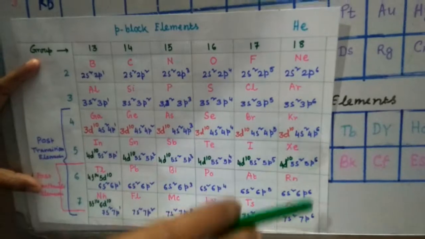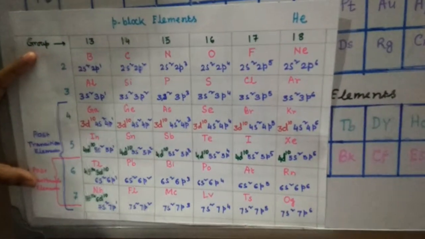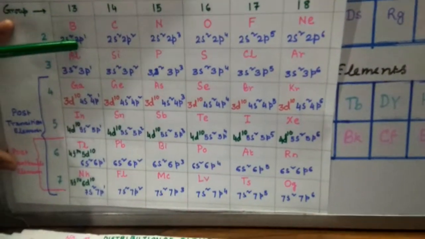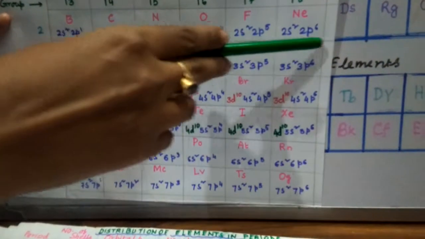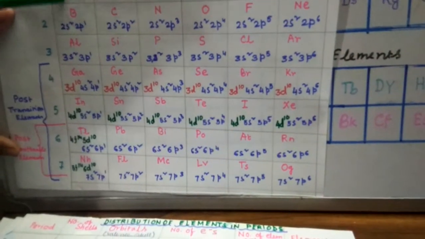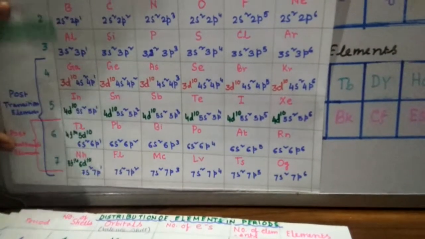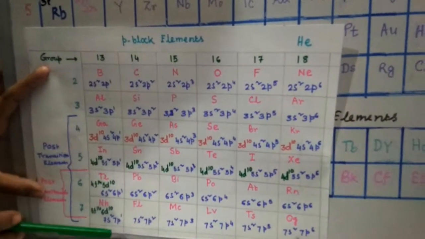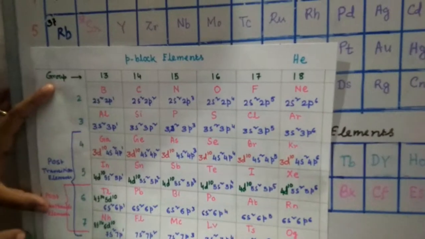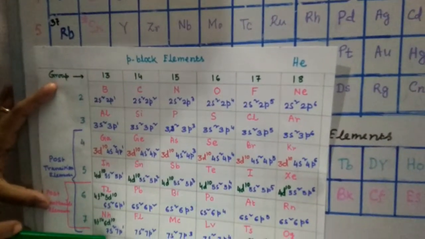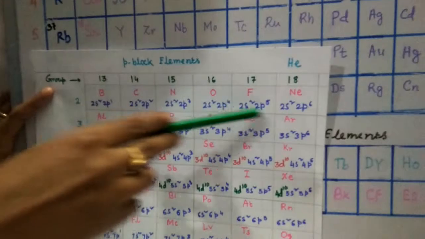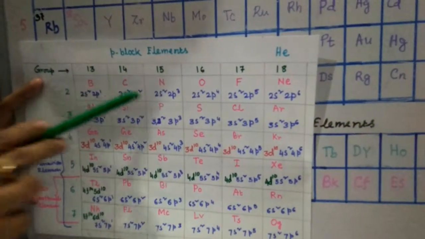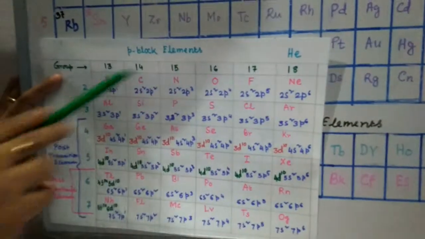I am not telling you in detail, but you can look here: boron, carbon, nitrogen, oxygen, fluorine and neon. You can see here the p1, p2, p3, p4, p5 and p6 configurations, and likewise in a group you can see this is 2p1, this is 3p1, this is 4p1, this is 5p1, 6p1 and 7p1. So in a group, the number of shells increases from top to bottom, and across a period, keeping the shell number the same, the number of electrons increases from left to right.